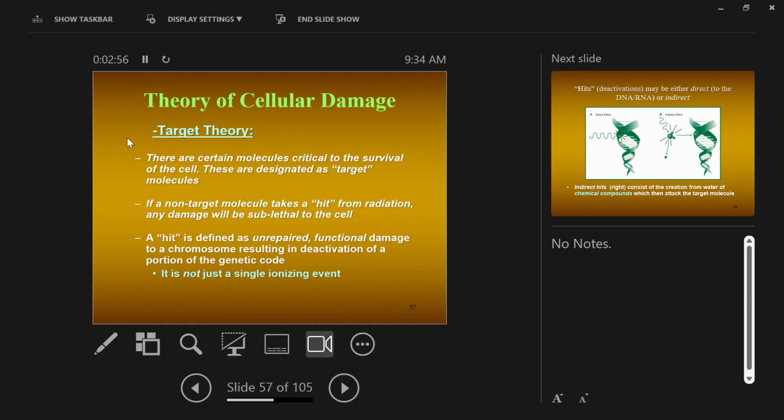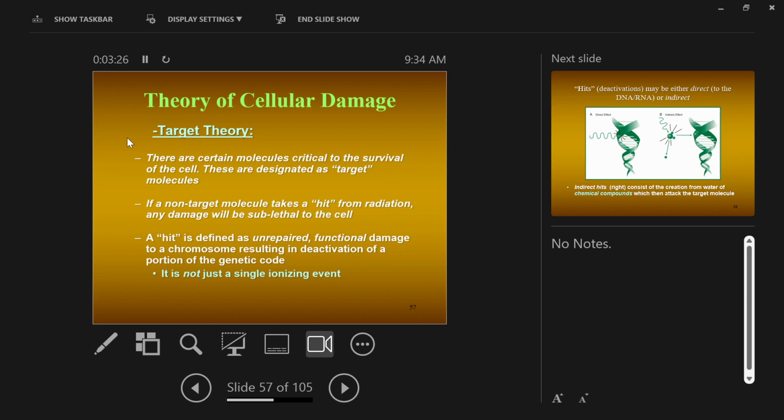What might be an example of a target molecule? Something that's critical for the cell's survival. DNA. Yeah, the big obvious one's DNA. It's the largest large molecule in the body. It's this huge, long thing. It is millimeters or so in length. If you actually stretched out one chromosome all the way, it would be macroscopic in length.